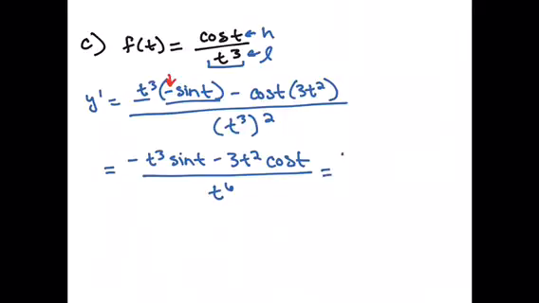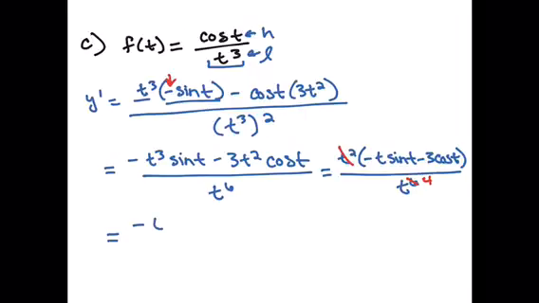That's going to happen here because I can factor out a t squared from the numerator, and I get negative t sine t minus 3 cosine t after I factor it out over t to the 6th, and then t squared over t to the 6th just becomes a t to the 4th in the denominator. So my answer does simplify, and we get negative t sine t minus 3 cosine t over t to the 4th.